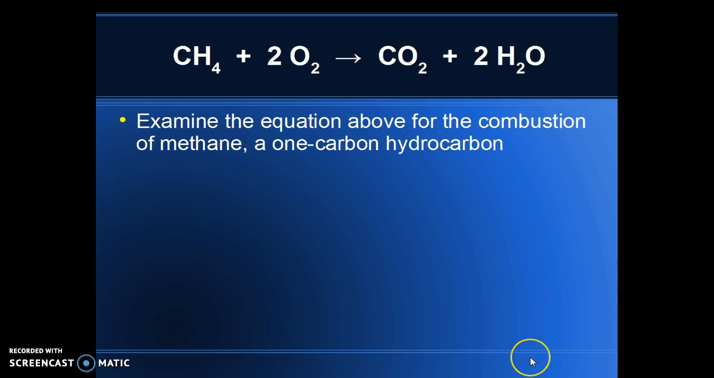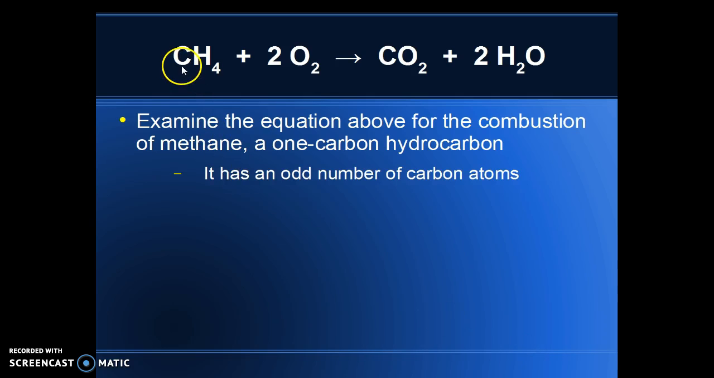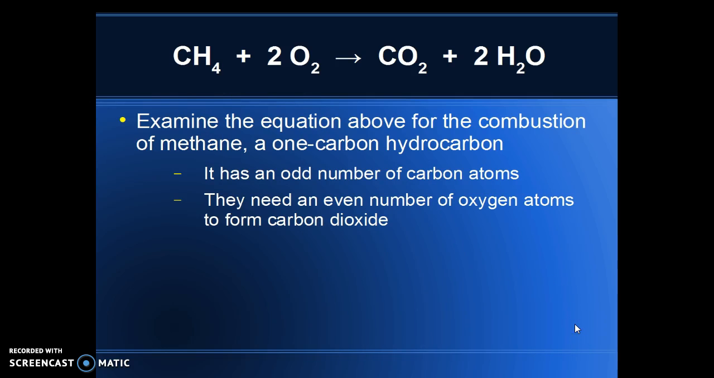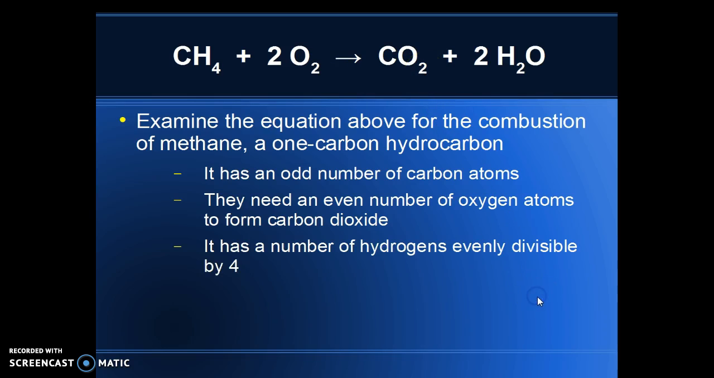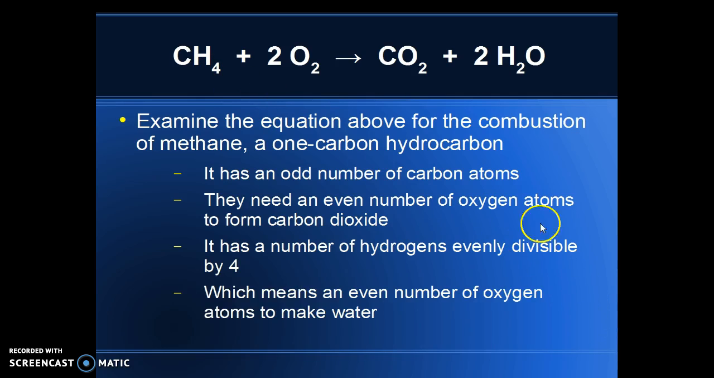We look at the equation for the combustion of methane, a 1-carbon hydrocarbon, and it has an odd number of carbon atoms, 1. Now, you need an even number of oxygen atoms here to form carbon dioxide, because the ratio of oxygen to carbon is 2 to 1. It also has a number of hydrogens evenly divisible by 4. So 4 divided by 4 is 1. And that means you need an even number of oxygen atoms here to make water, because the ratio of oxygen to hydrogen is 1 to 2.